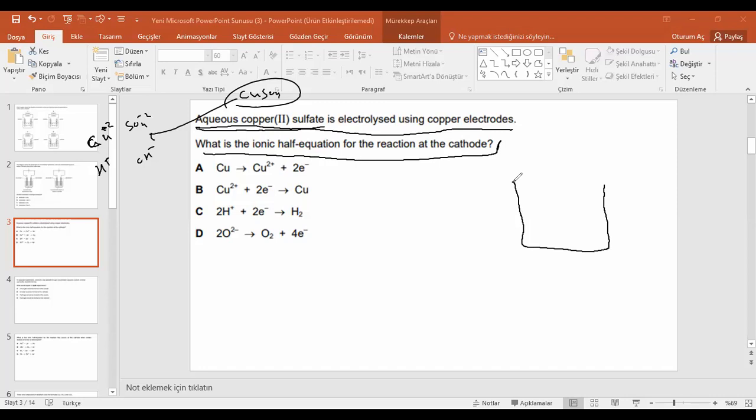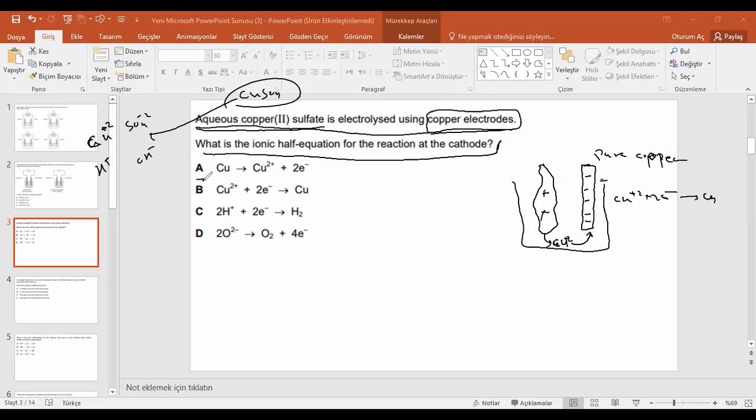So look guys, this is the one case where we use copper electrodes, and I hope you are familiar with this. In the purification of copper, we use pure copper as the cathode and impure copper as the anode. Copper from the anode leaves the impure copper to the solution as Cu2+, and Cu2+ will be attracted to the pure copper, which is the cathode. We know that at the cathode, positive ions always gain electrons. So the correct answer here is B.